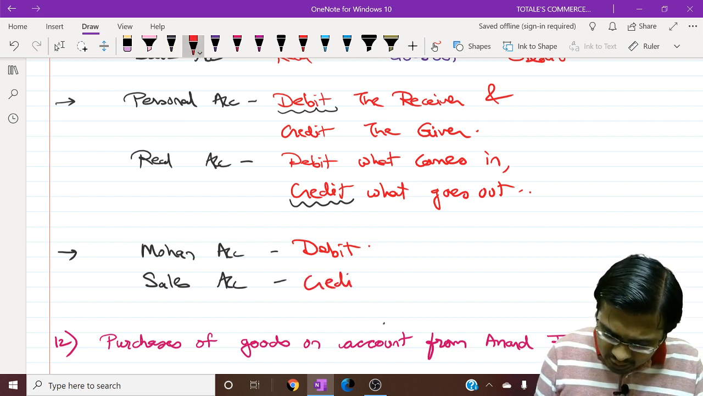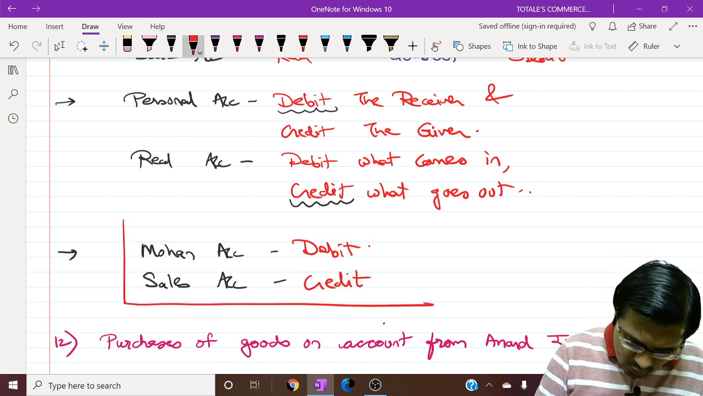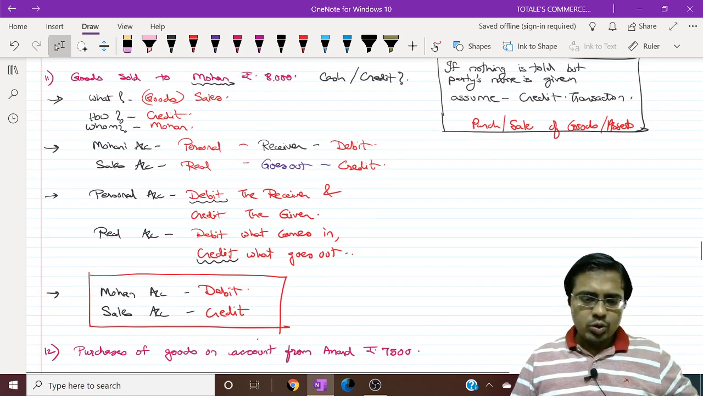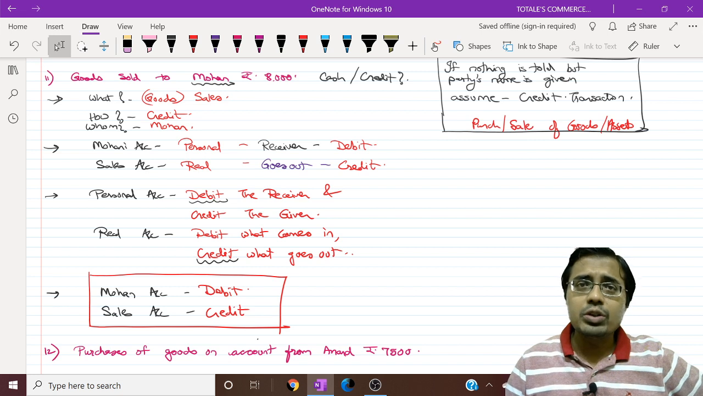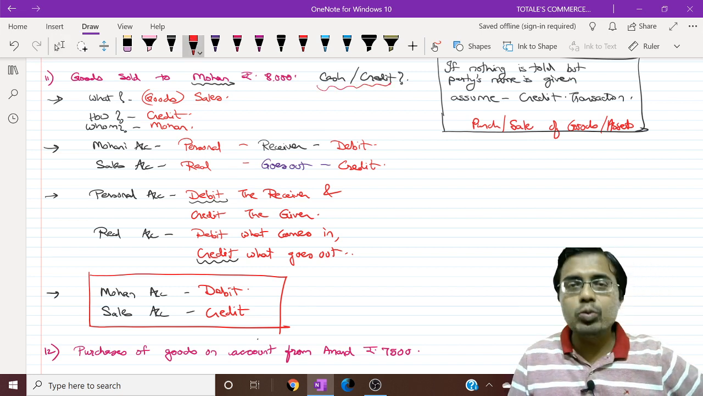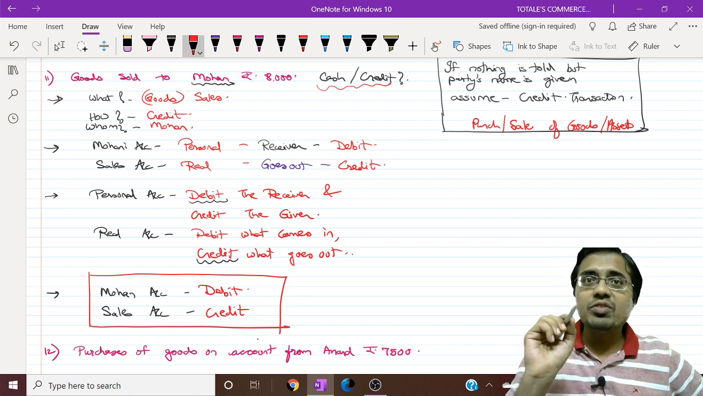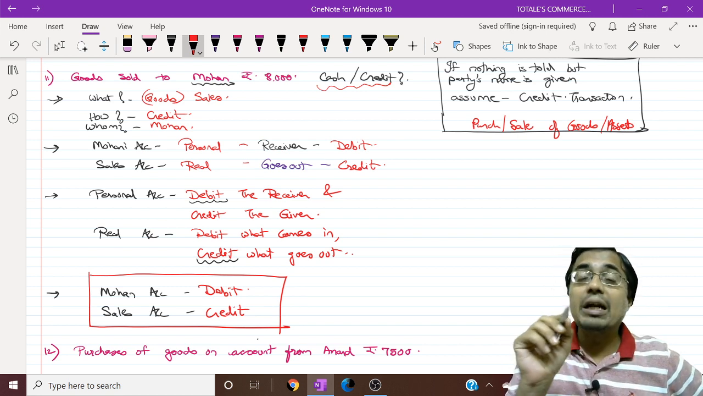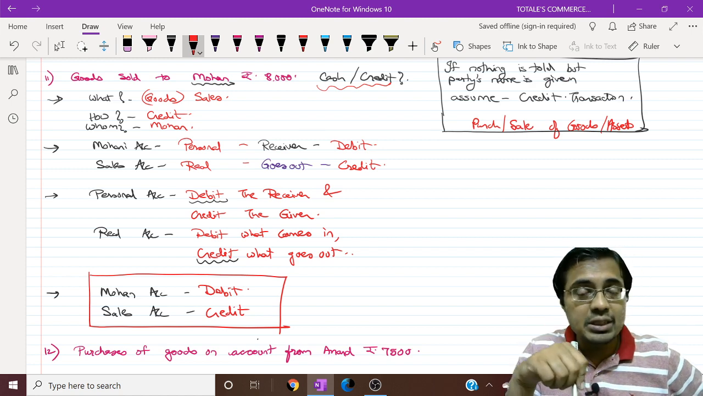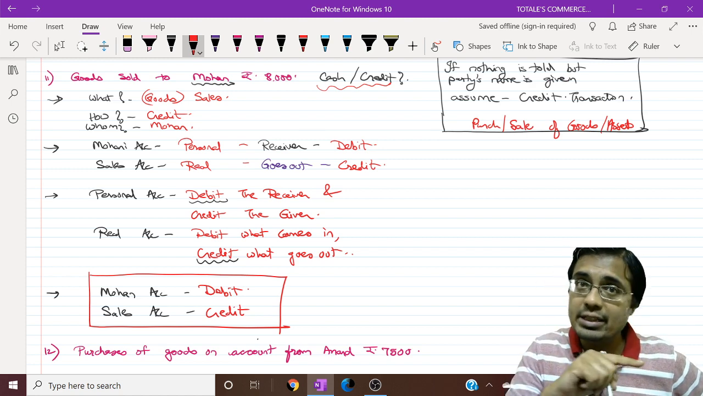Right, my friends? So it's an interesting transaction. I want all of you to have a look at it. So goods sold to Mohan rupees 8,000. Now the question again arises, as I told you, whether the transaction is cash or credit. So we need to move on to an assumption. The assumption says if nothing is told, but party's name is given, we assume it to be a credit transaction. In this case, party's name is given and nothing is told. So this is a credit transaction, my friends.